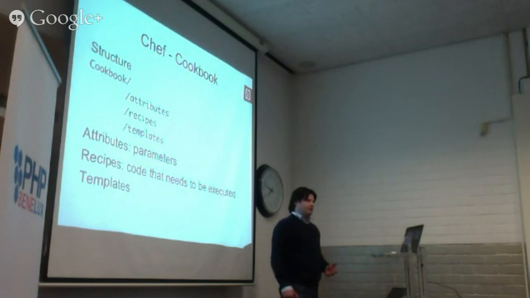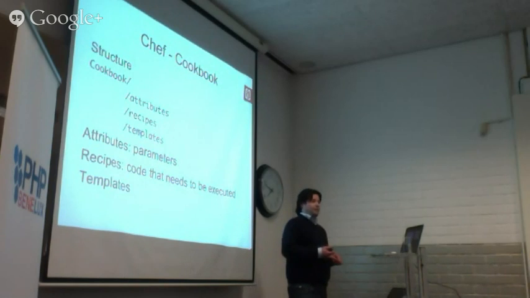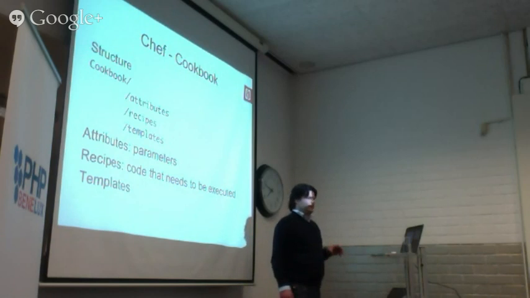Well, attribute files are basically the variables you're going to be using. What paths do I need to install them? For which users do I need to install it? Where do I get my basic files, my binaries, or my zip files, where do I get everything? The recipes are the Ruby code that is needed in order to install software on your development image.